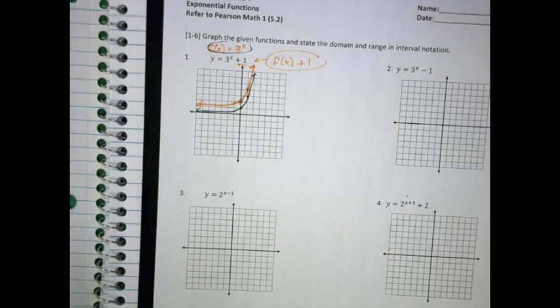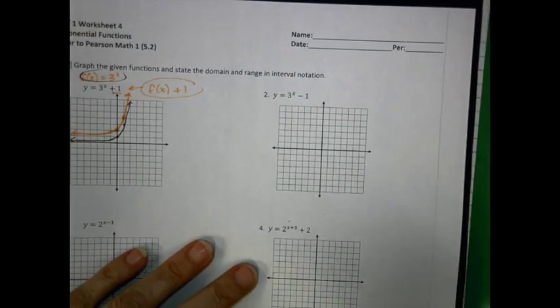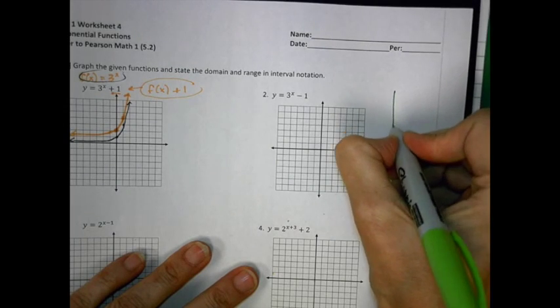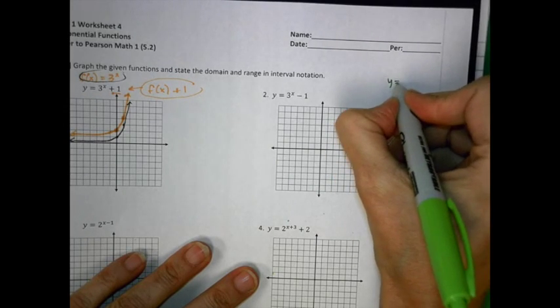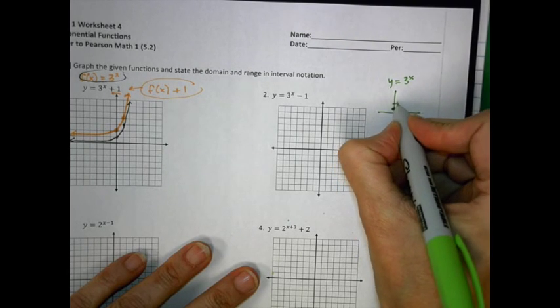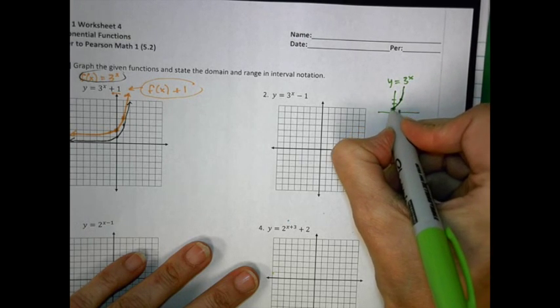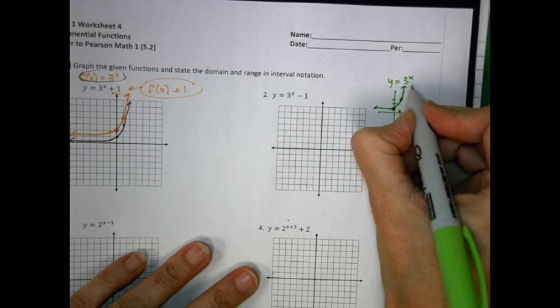I'll show you how I would do that if I didn't put the original right on this. So if I was going to do this one right here, number 2, I would just off to the side for myself think, what does the graph of 3 to the x look like? And I know it's going to go through 0, 1, and I know it's going to go through 1, 3, and it's going to have a horizontal asymptote. This is 3 to the x.